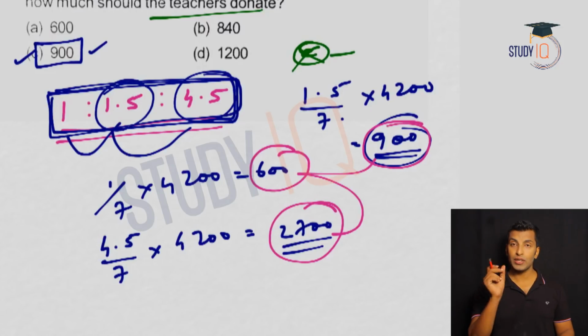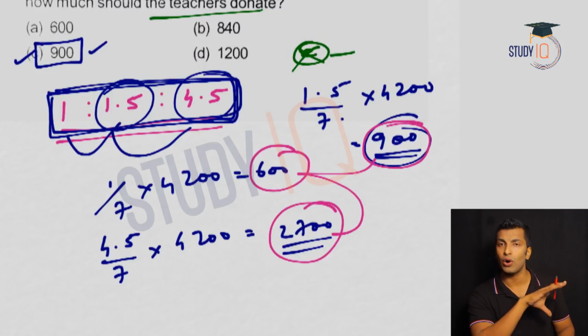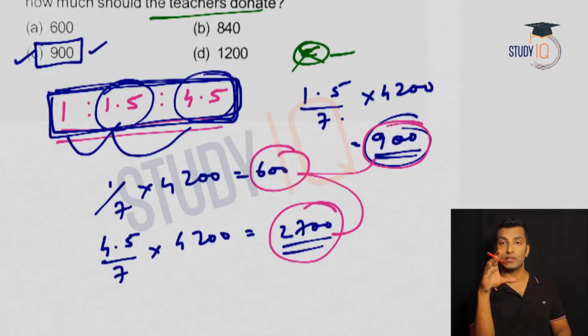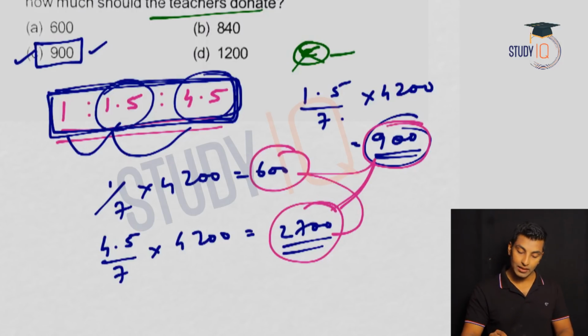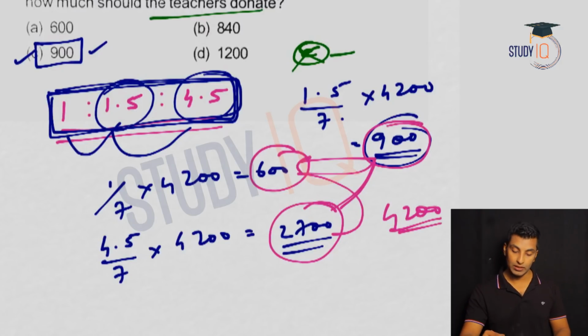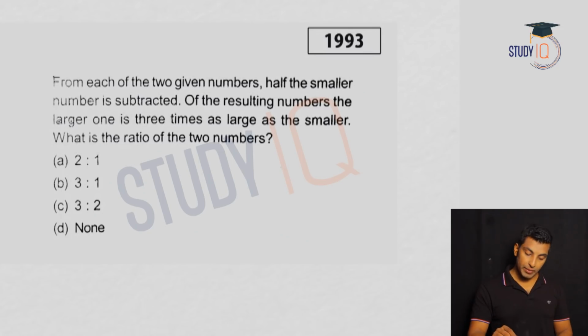So they can ask you in this way also. They can ask you about the teacher, they can ask you about the student, they can ask you about the external benefactor, or they can ask all the three. Okay, I'm giving you three options. Okay, so 900 plus 2,700, that is 3,600, plus 600, 4,200. So this is how they will contribute. This is the teacher, this is the student, and this is the external benefactor. So I hope this is clear for all of you. Okay, take a minute and solve this question.